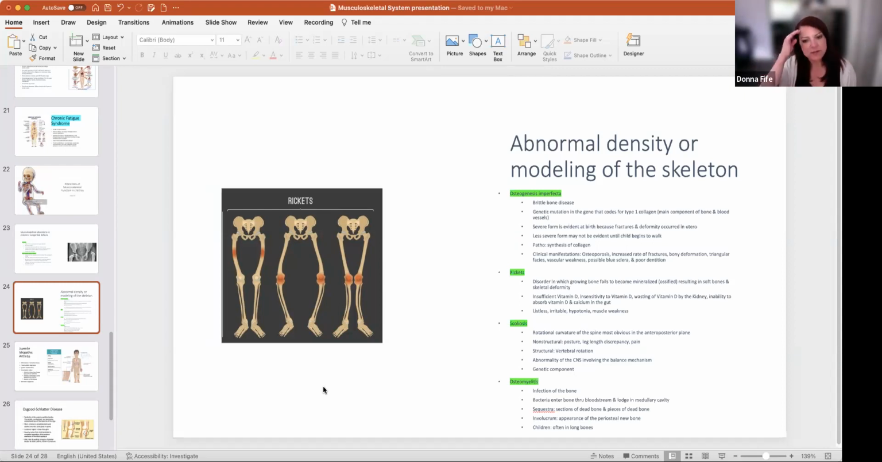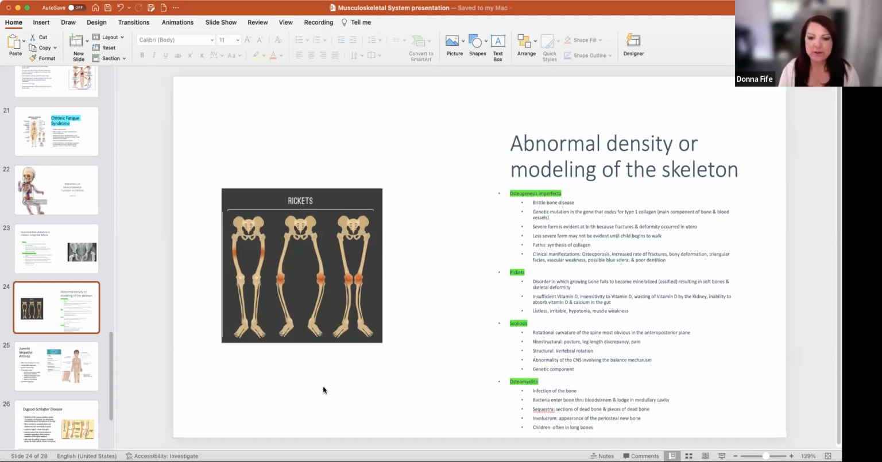Now, scoliosis. This is a rotational curvature of the spine, most obvious in the anterior-posterior plane. Non-structural: posture, leg length discrepancy, and may have pain. Structural: there's vertebral rotation, there's abnormality of the CNS involving the balance mechanism, and there is a genetic component to scoliosis.